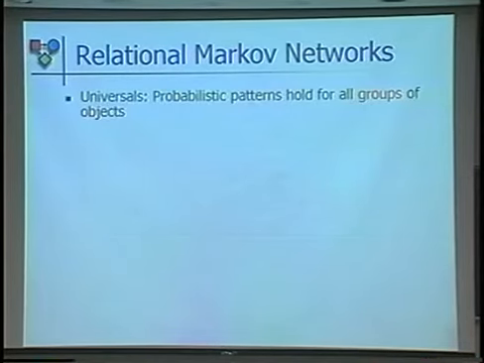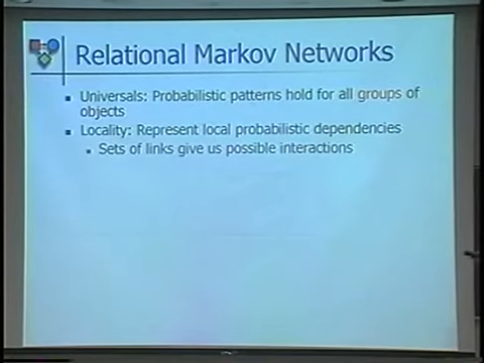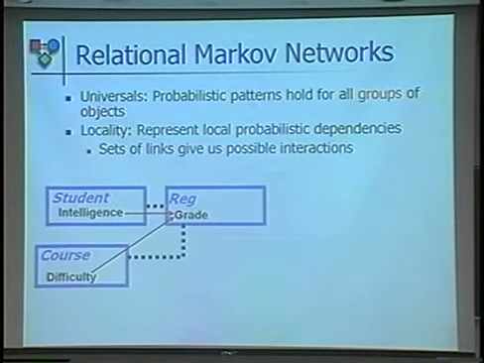Okay. So we can again take this notion of a Markov network and move it to the relational setting. So now we have a notion of universals, and again, these are probabilistic patterns, but in this case, they hold for groups of objects. And we have the same notion of locality, where the locality follows the link structure. So let's give an example from before.